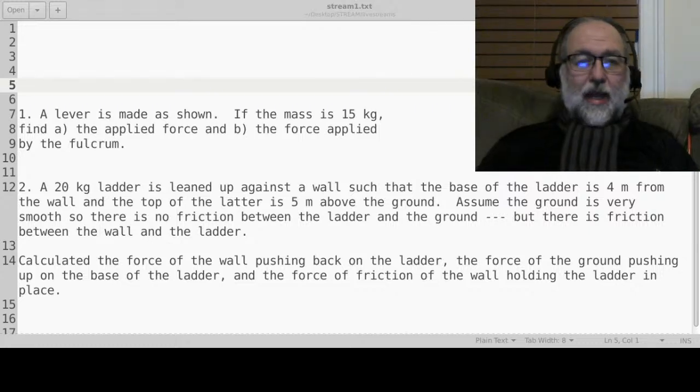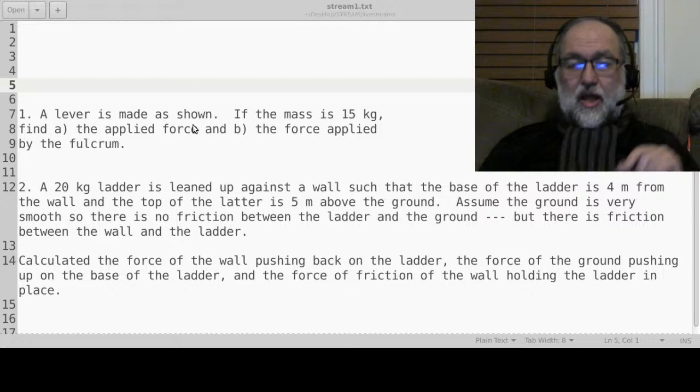Okay, well, let's begin. The two questions, one of them is easy and then the other one's a little bit more demanding. The first one is a lever problem, and levers are about the easiest problems that you can have in static equilibrium. And so let me read the problem and then we can do it. A lever is made as shown. I'll show you that in a second.